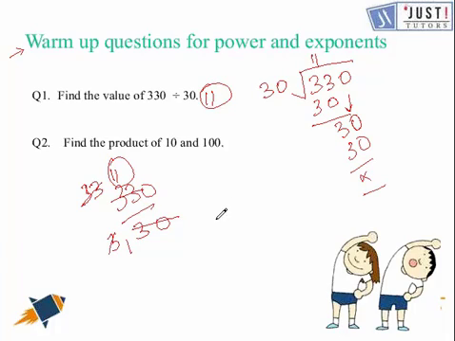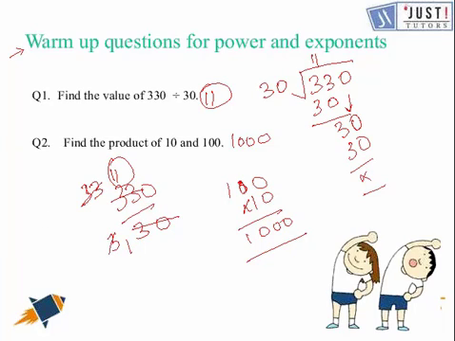And the next question, you need to find the product of 100 and 10. So product means we need to do multiplication. So the answer for this would be 1000. So the answer for question number 2 is 1000.